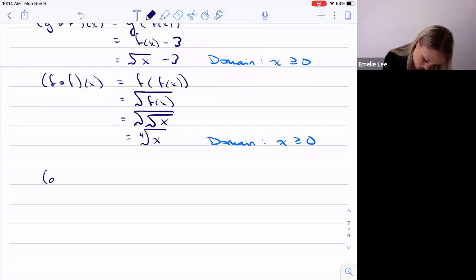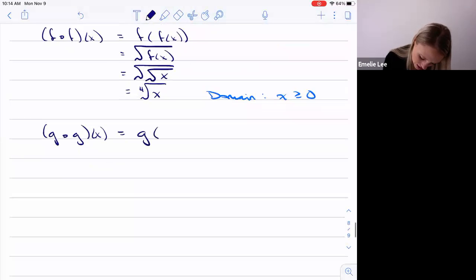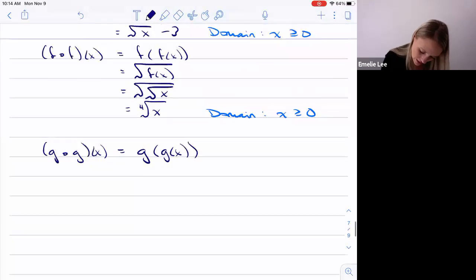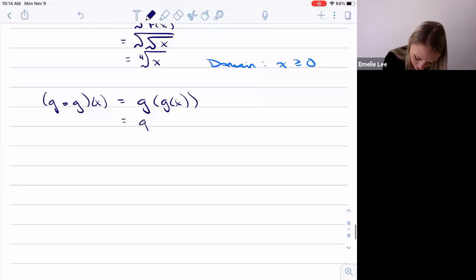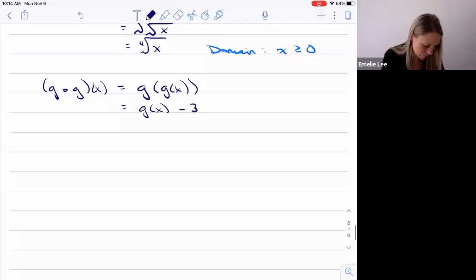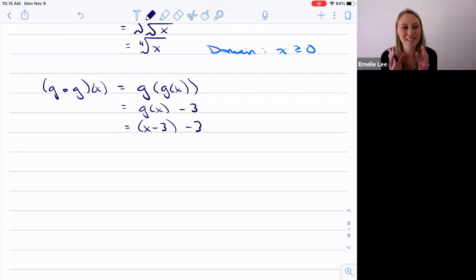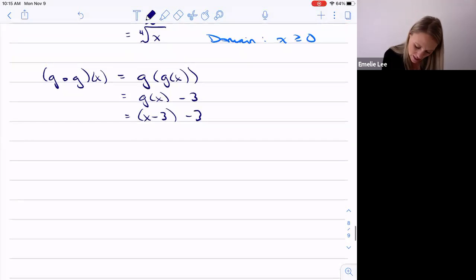Finally, we wanted to do g composed with g of x, which is going to be g of g of x. So in g of x, x minus 3, I'm going to replace x with g of x, minus 3, which is x minus 3 minus 3. Use those brackets because g of x is one thing, so it's going to enter as one thing. And so we get x minus 3 minus 3.